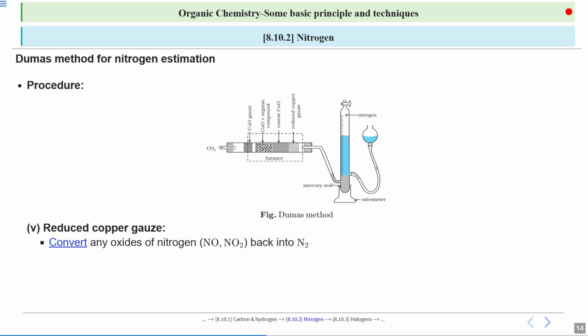So the main job of the reduced copper gauze is to convert any nitrogen oxides like NO or NO2 back into nitrogen. Okay, so this is important because we only want to measure pure nitrogen gas and not nitrogen oxides. Finally, the reduced copper gauze makes sure that only nitrogen gas is collected and measured at the end. So sometimes due to over oxidation, nitrogen can be converted to nitrogen oxide. In that case, we are using the reduced copper gauze. Now this will ensure that the nitrogen oxide, if it is present, can be converted back to nitrogen. So this is acting as a reducing plate for it.